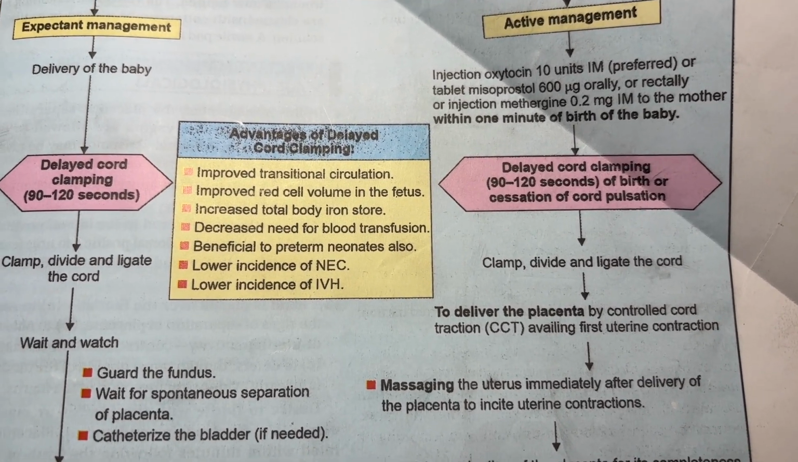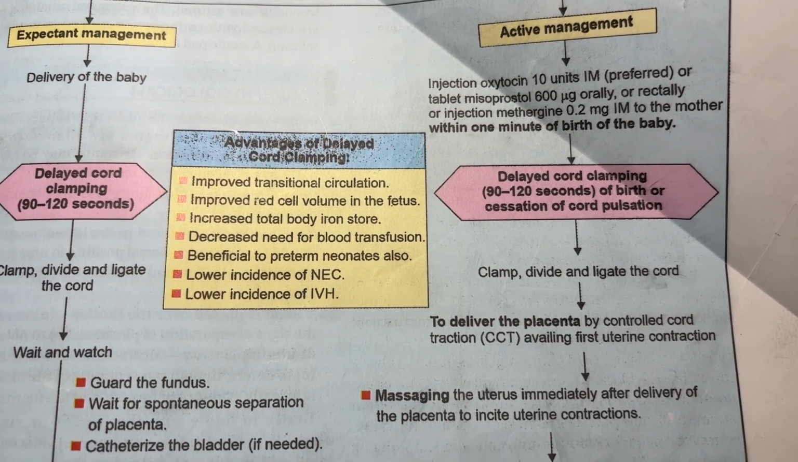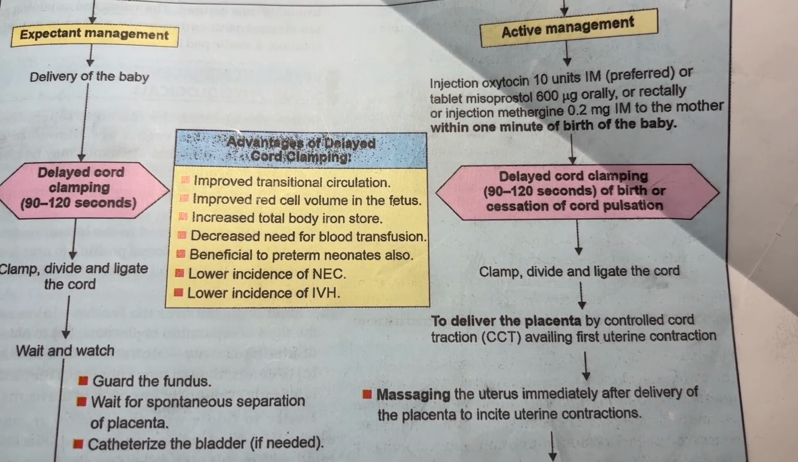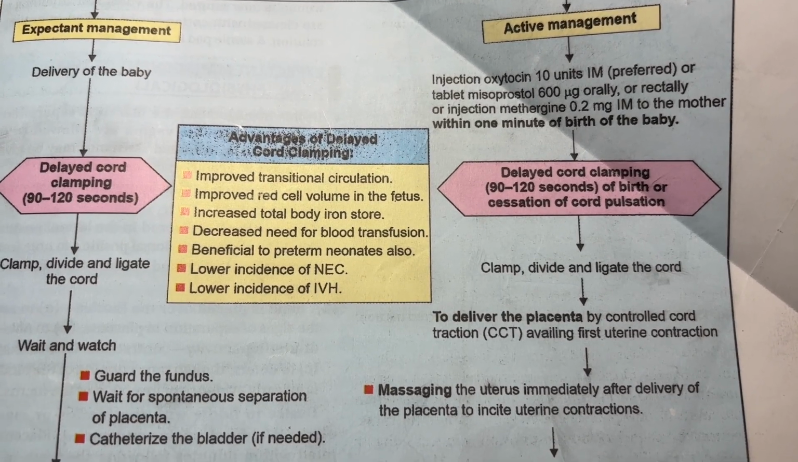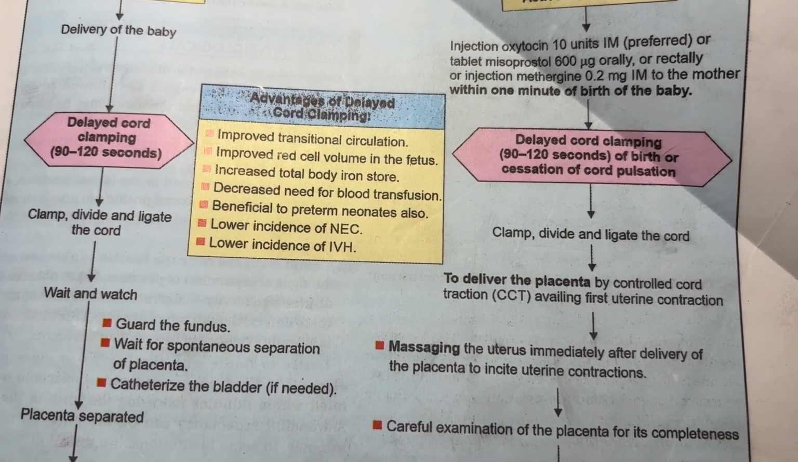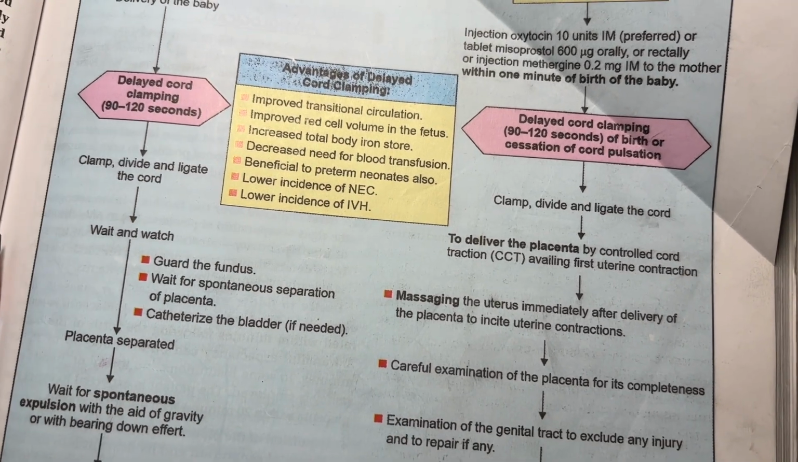3 options we have to give: injection oxytocin, or tablet misoprostol, or injection methergine. And then what will happen? Delay cord clamping.